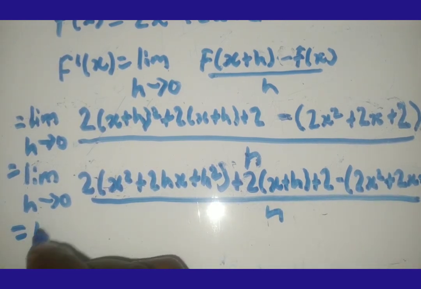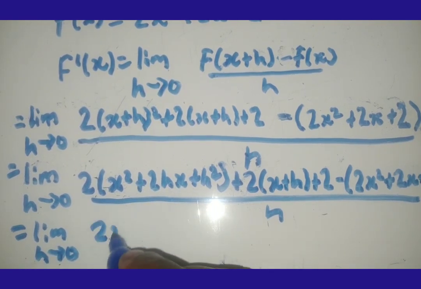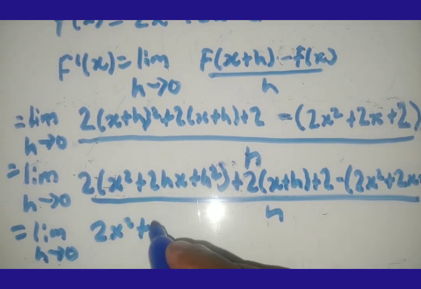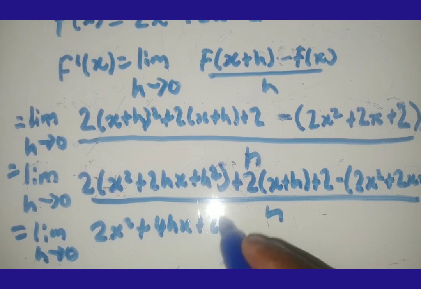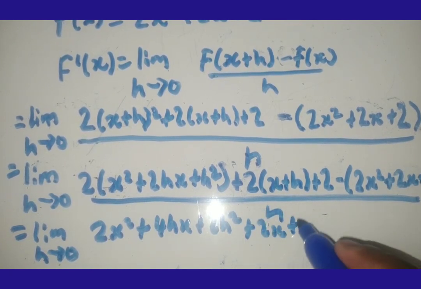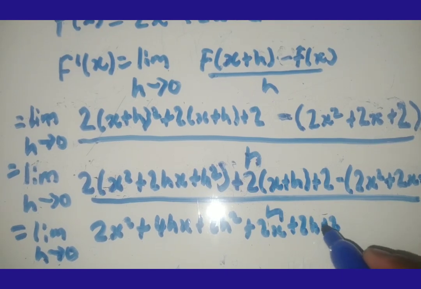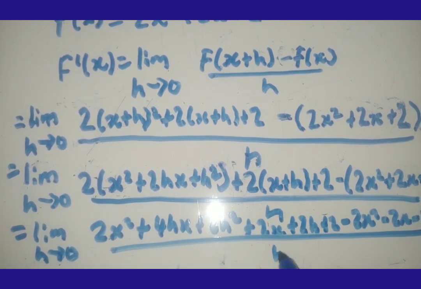So limit as h tends towards 0, we still have to keep this. Then we can distribute. So now let's distribute. That's going to be 2x squared plus 2 times 2, which is 4hx, and then plus 2h squared, then plus 2x plus 2h plus 2, minus 2x squared minus 2x minus 2.